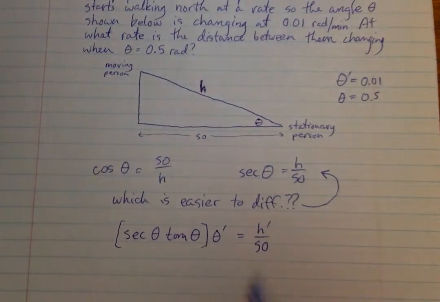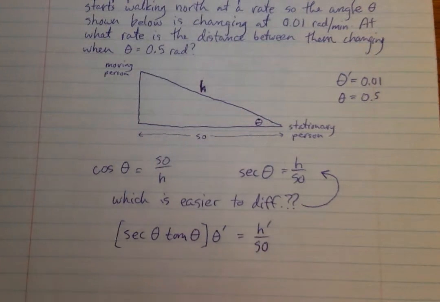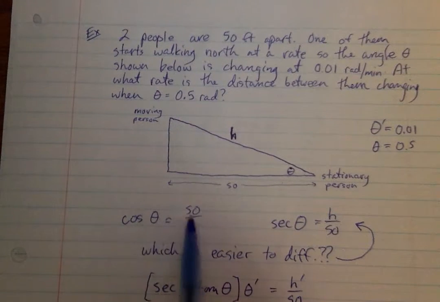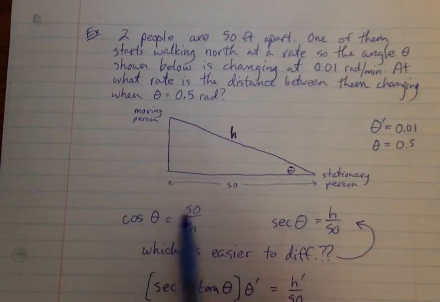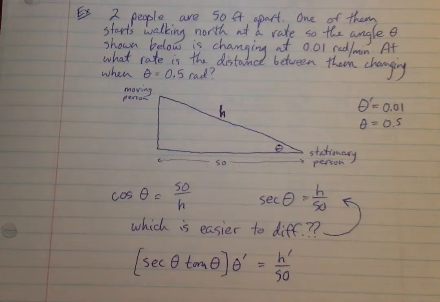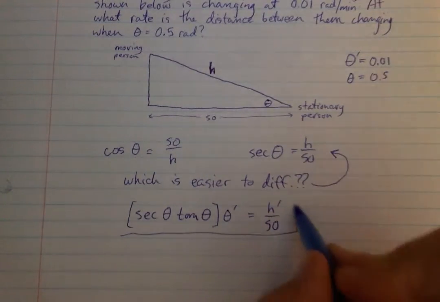Now notice that we did not get any h's in this equation. If we had done cosine, the h would have been down here, so on this side you would have gotten negative sine theta, theta prime, and then you would have gotten negative 50 over h squared times h prime. And that would have been more annoying, right? Well, let's see. So this is great. This is a nice formula.